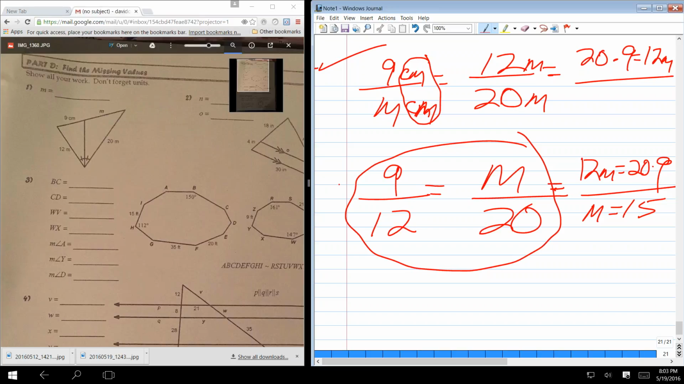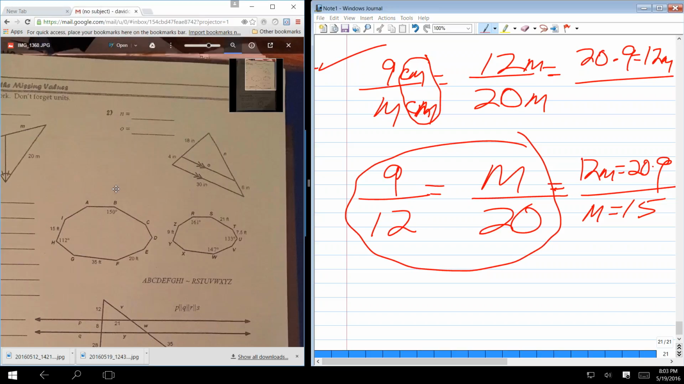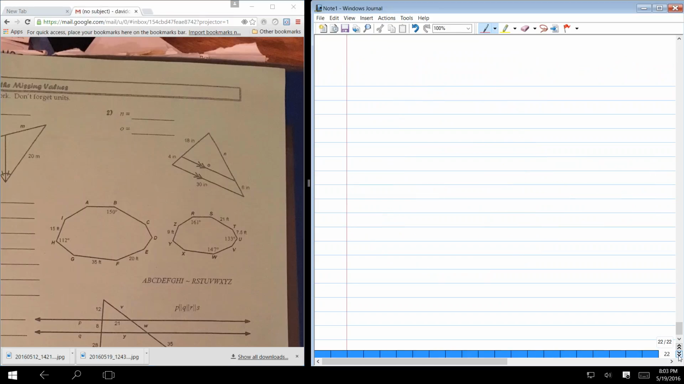Cool. Awesome. Let's look at number 2. Would you just do 18 over n is equal to 4 over 6? Yeah, that's a true relationship. Why is that true? Because it shows that the two lines are equal to each other. No, because they're similar triangles.